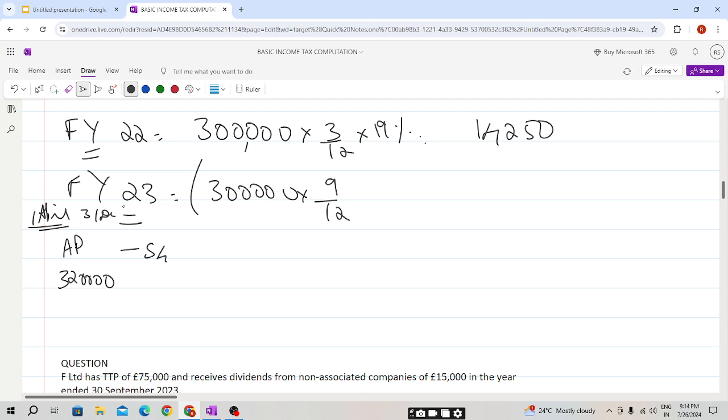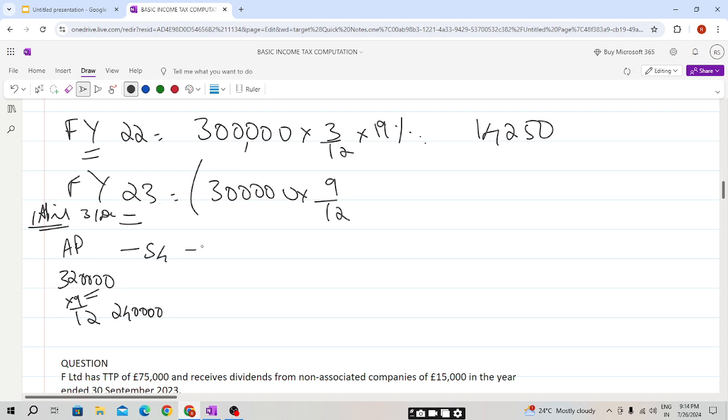But students, this 320 is for the whole 12 months. Please do understand. But the augmented profit rules will apply for the 9-month period only, no? So we will apportion this also. This is the second method, students. Do not confuse the first method and the second method. We are trying another method of doing it. So this augmented profit will be into 9 divided by 12. It will be 240.